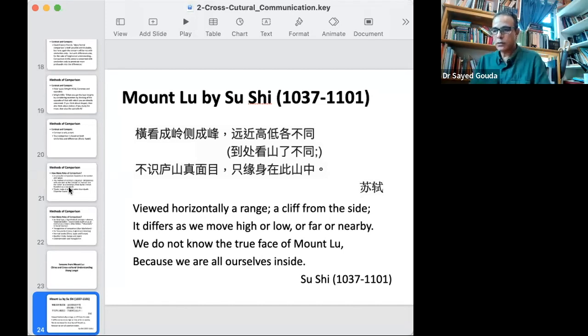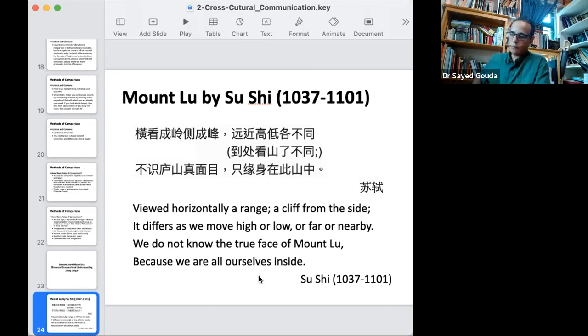This is a very famous poem in classical Chinese literature, and especially the last two lines. The last two lines, we do not know the true face of Mount Lu because we are all ourselves inside. What does it mean when we read? What is the first impression we get when we read such a poem? What does Su Shi try to say in such a poem?